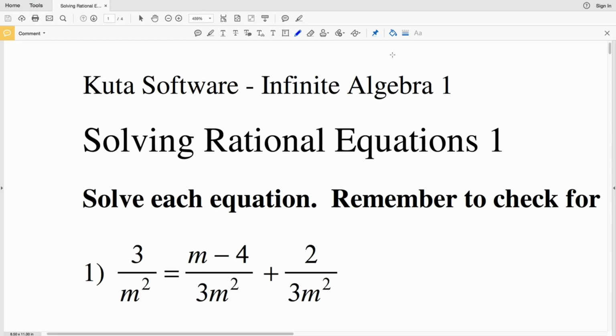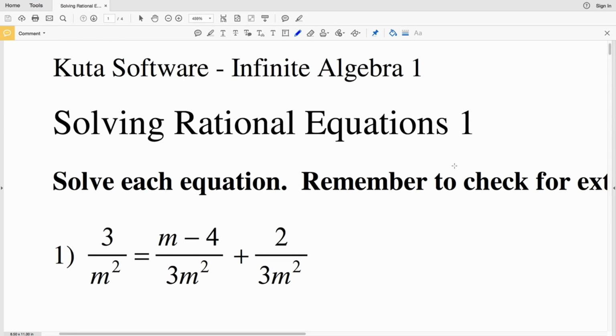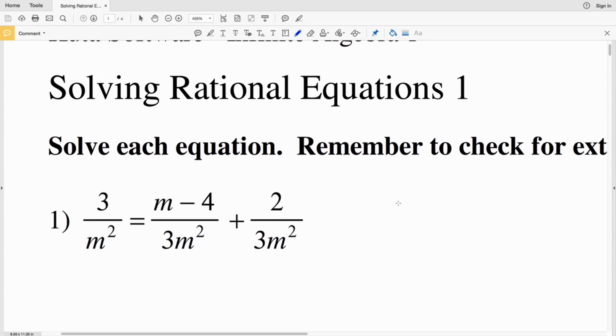Our directions are to solve each equation and to remember to check for extraneous solutions. There's 20 problems total on this worksheet, and each problem is kind of tedious, so I'm going to split this up into 4 separate videos, doing 5 problems in each video.